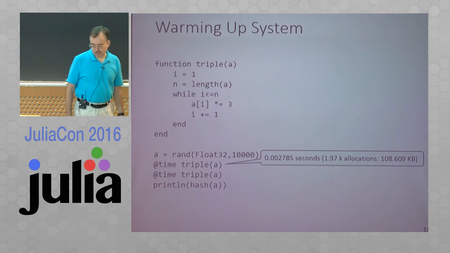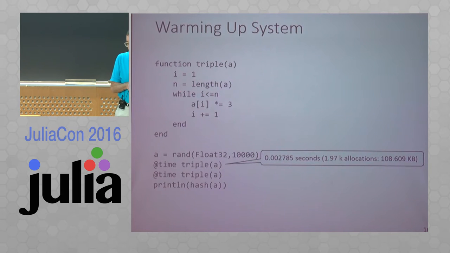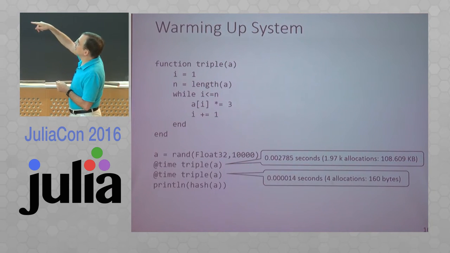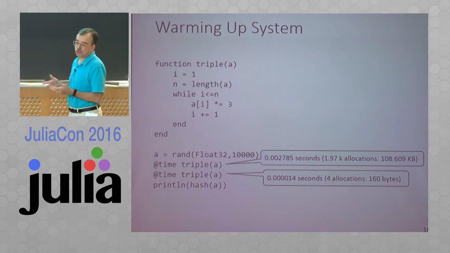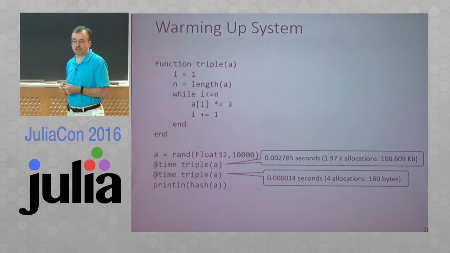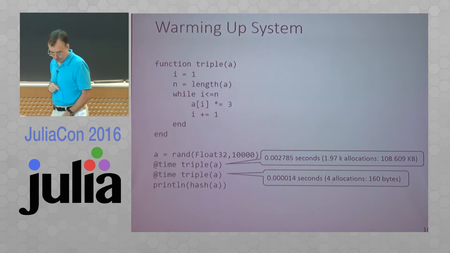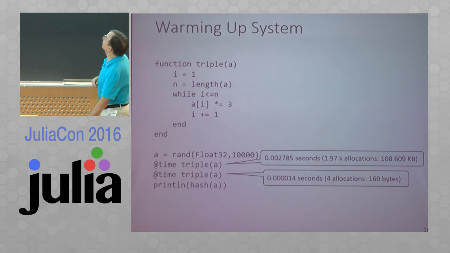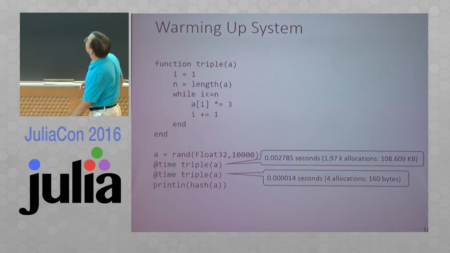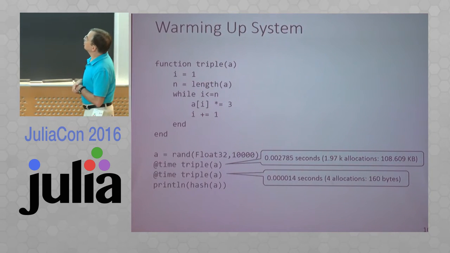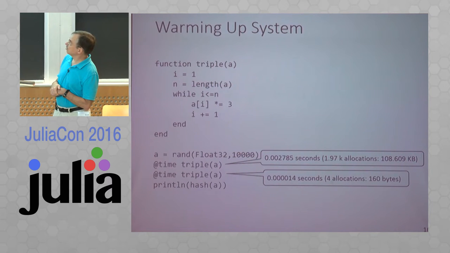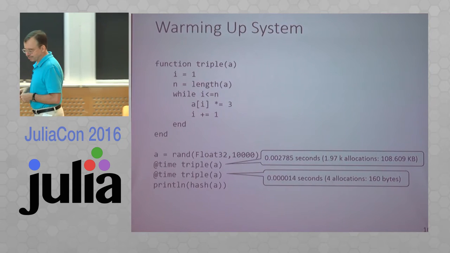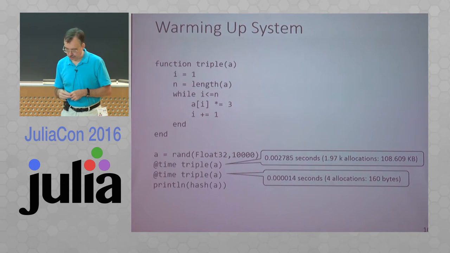So here's the lazy person's way to warm up the system. You simply write your code and then run the time command twice. The first time will force the compilation, and the second time will time it after it's compiled. So here's an example. The first run took about 2.7 milliseconds, and the second run ran way faster because the system had compiled the code.